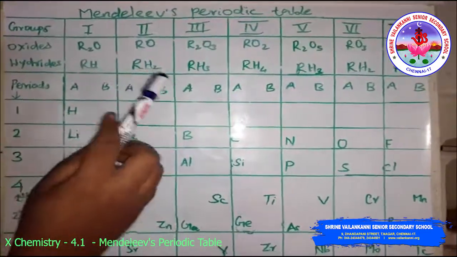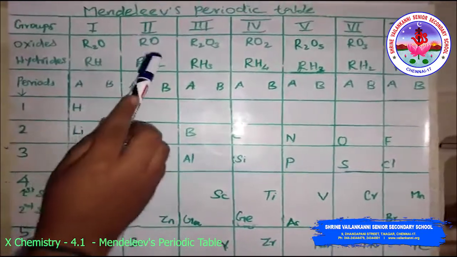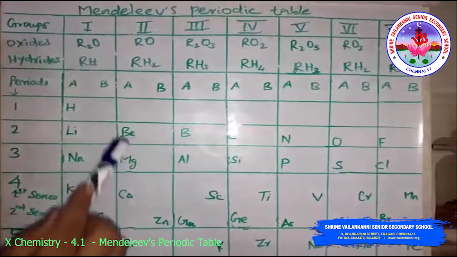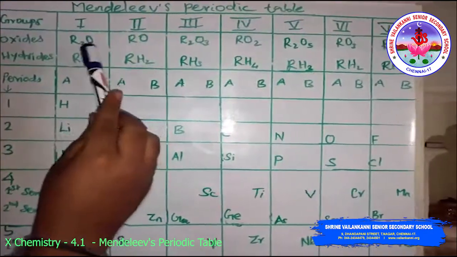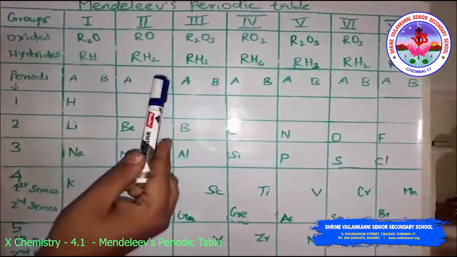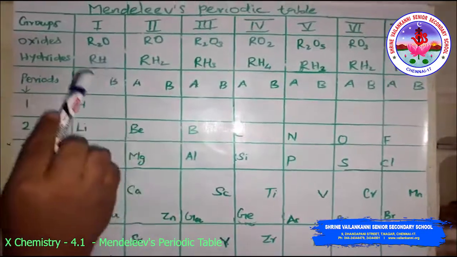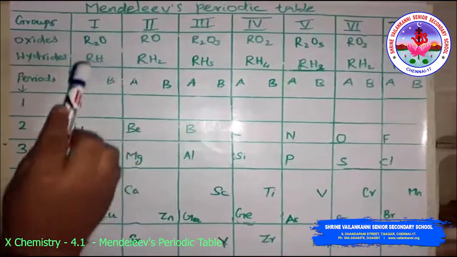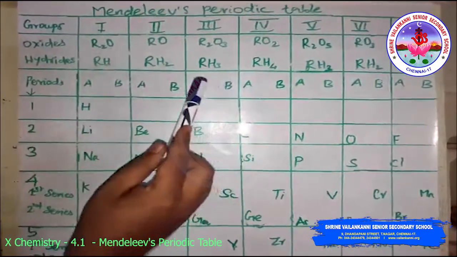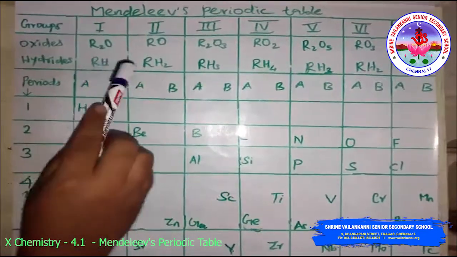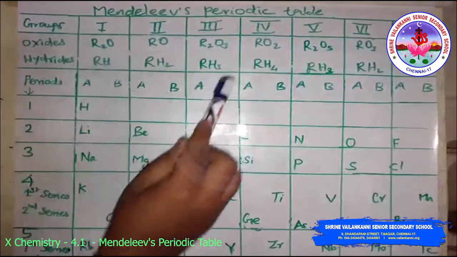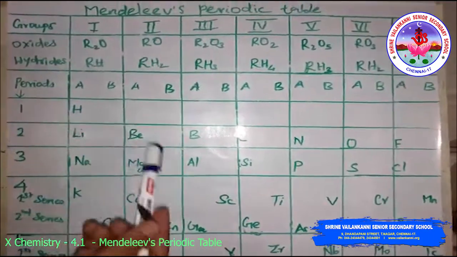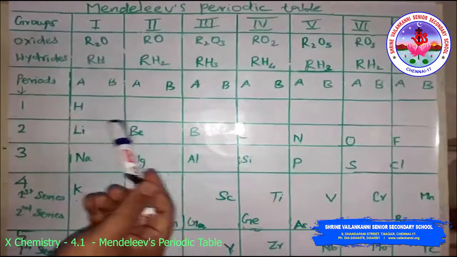He then took 63 cards, and on each card he wrote down the properties of one element. He sorted out the elements with similar properties and pinned the cards together on a wall. He observed that most of the elements got a place in a periodic table and were arranged in order of their increasing atomic masses. So as atomic number increases, atomic mass also increases.